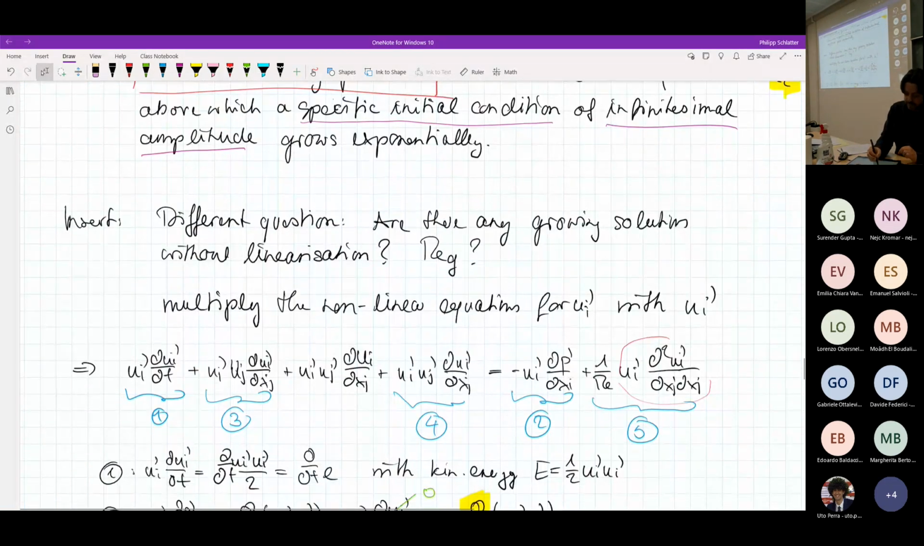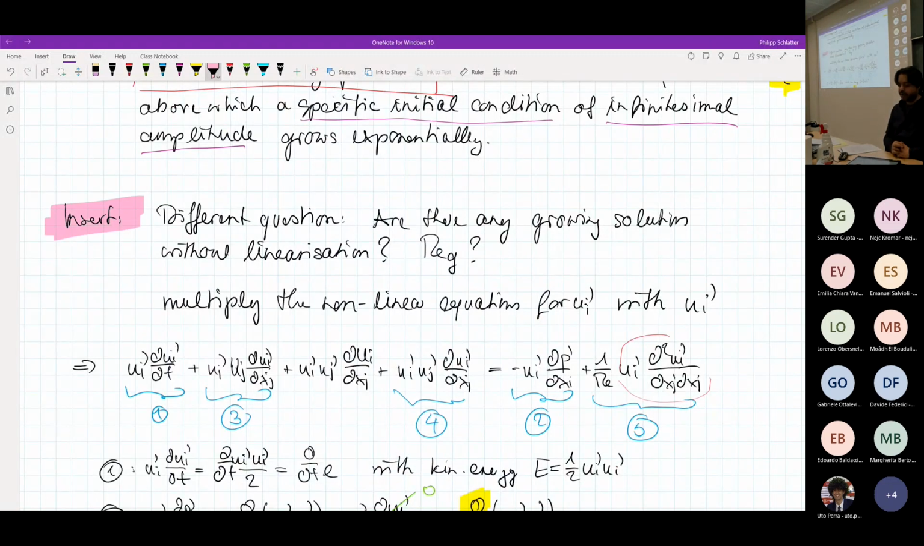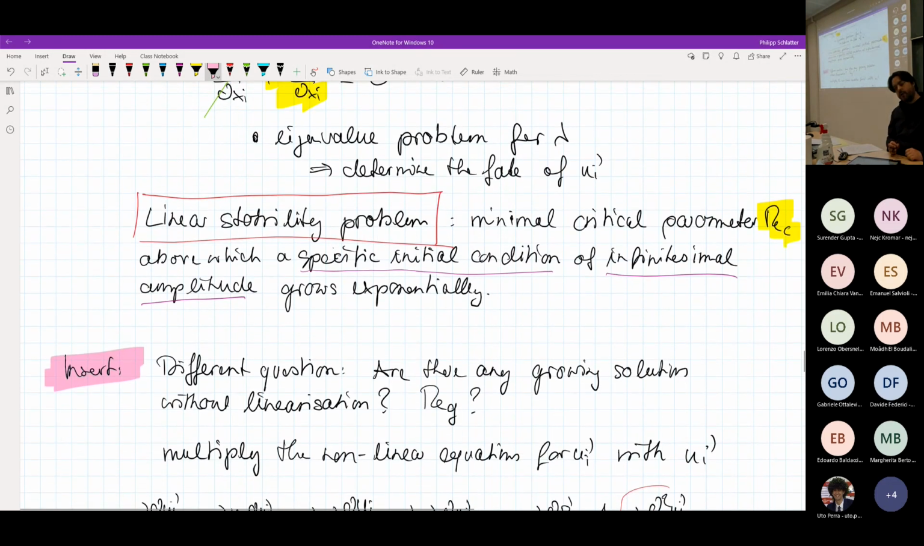I said here that I have this insert about, are there any growing solutions without the nonlinearization? So we discussed that if we perform the integration over a domain, the nonlinearity will disappear. Now we actually need to go back to our original problem. And the original problem was to formulate the linear stability problem in a sense that we can actually calculate eigenvalues and eigenfunctions, or eigenvalues and eigenvectors, of any flow case.